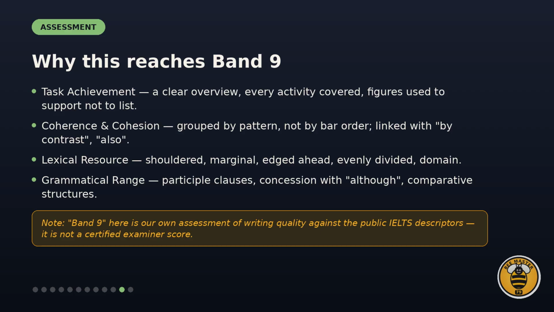structures. One honest note. Band 9 here is our own assessment of writing quality against the public IELTS descriptors. It is not a certified examiner score.